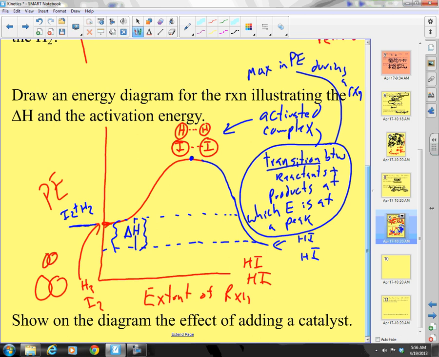And then there's one other thing we want to put on here, and that is this thing here. This is my, and we've heard this word before, EA. What is an EA? An EA is my activation energy.